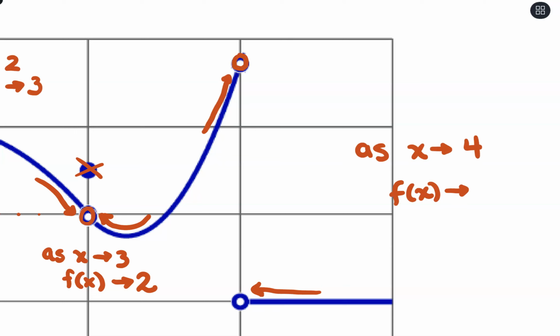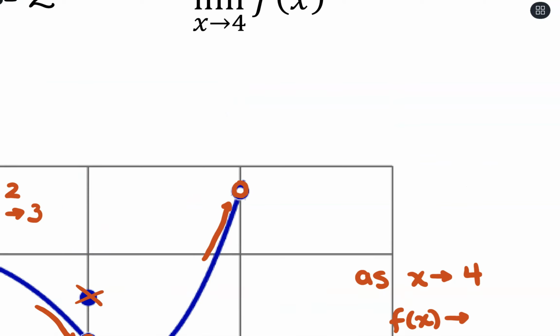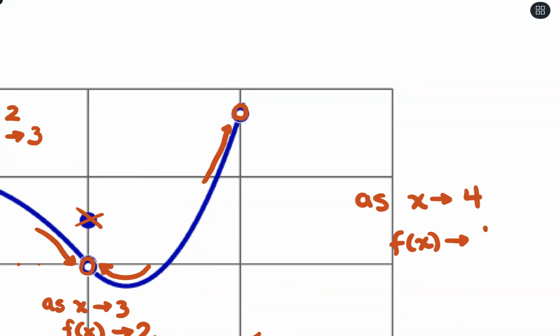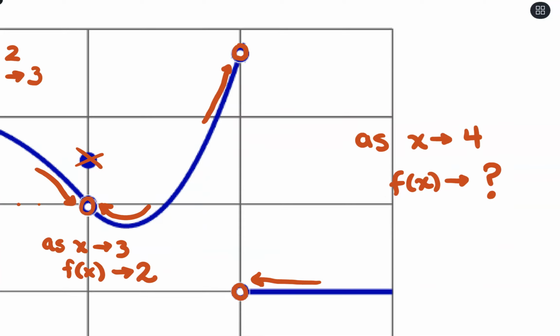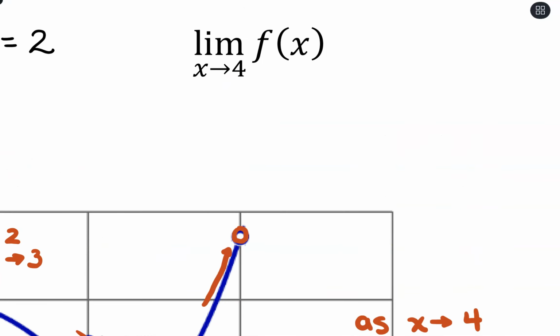Well, I'm all the way up here, my friend is all the way down there. We're not meeting up. We didn't meet up somewhere. So our function isn't approaching a single point. So since it's not meeting up, what we say here is that the limit does not exist. So with this, we would just write D and E for does not exist.